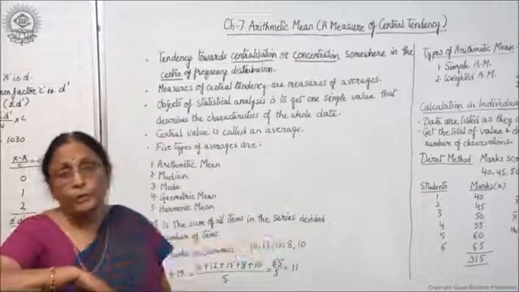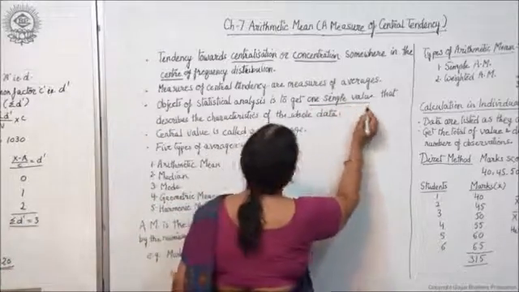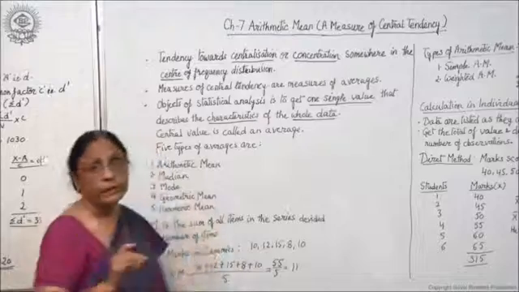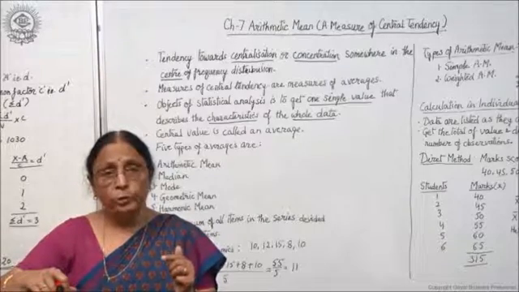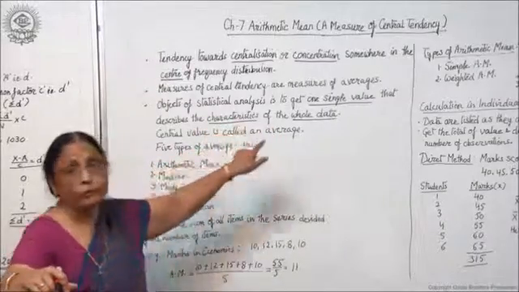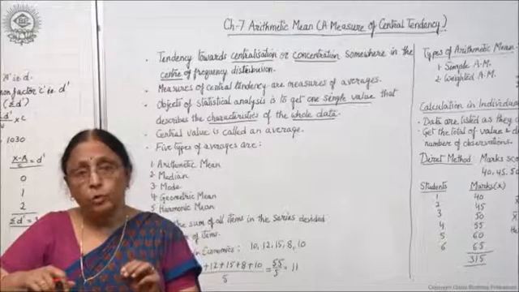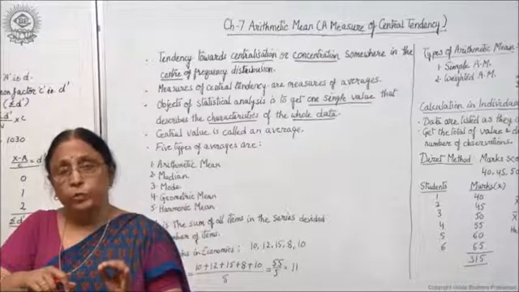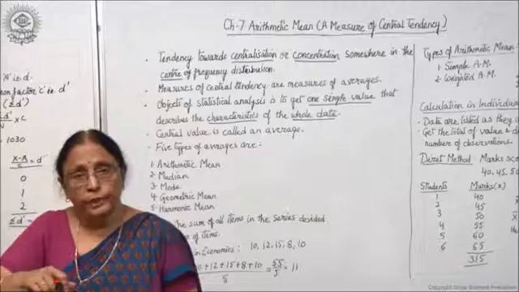Now the objective of every statistical analysis is to get one single value that describes the characteristics of the whole data. So what is the objective of statistical analysis? The objective is to find out a single value out of the total data, one single value which has the characteristics of the whole data. So the main objective of statistical analysis is to find such a value which will represent the whole data, right? This central value, or the single value representing the whole data, is called an average. Clear?